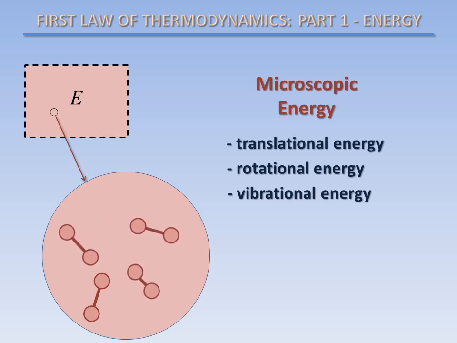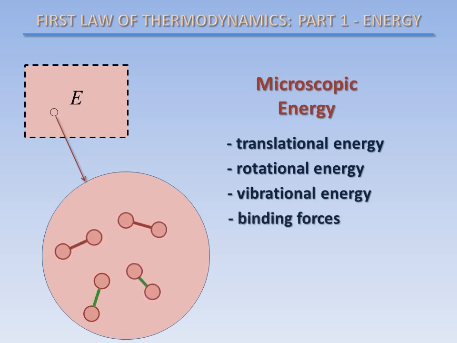In addition to the kinetic energy of the molecules, there is also energy in our system associated with the binding forces between the molecules, between the atoms within the molecules, and between the particles within an atom and its nucleus. The sum of all of the microscopic forms of energy within our system is referred to as the internal energy of the system, and is denoted by the letter U.